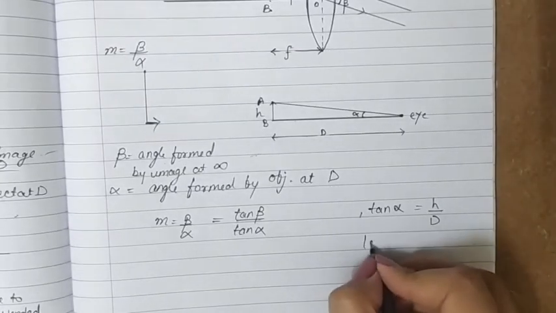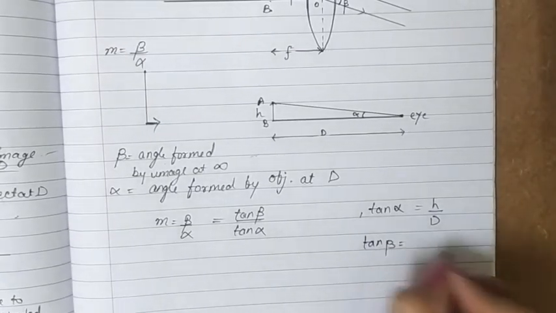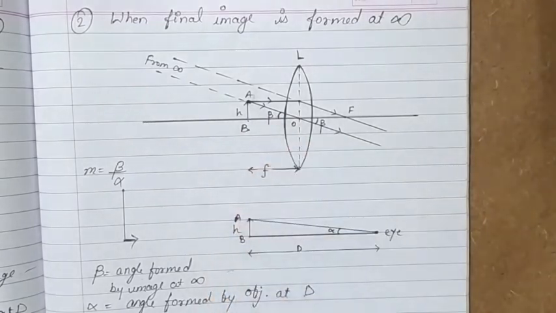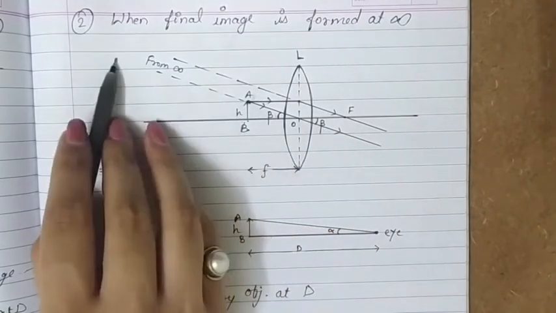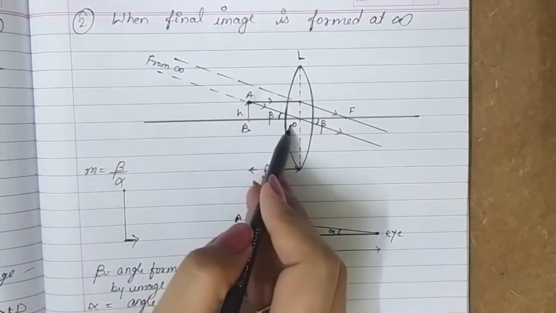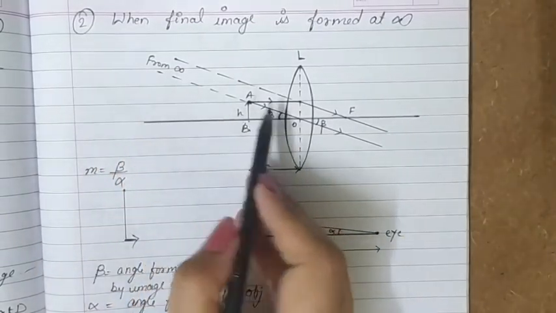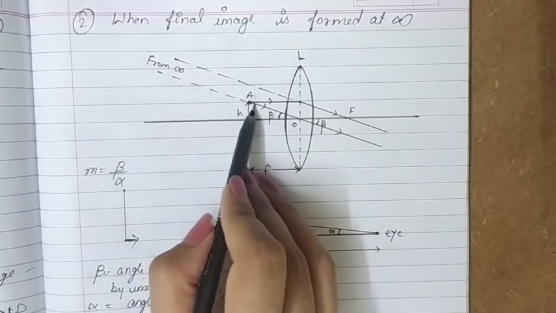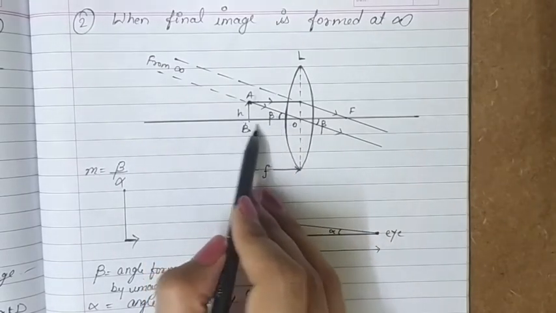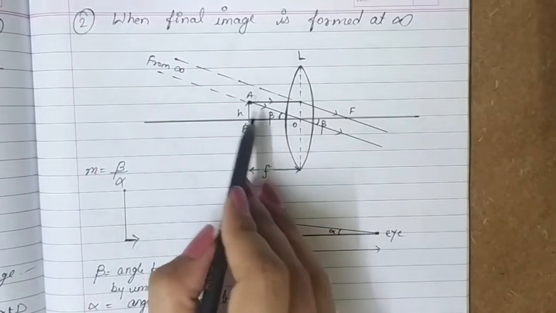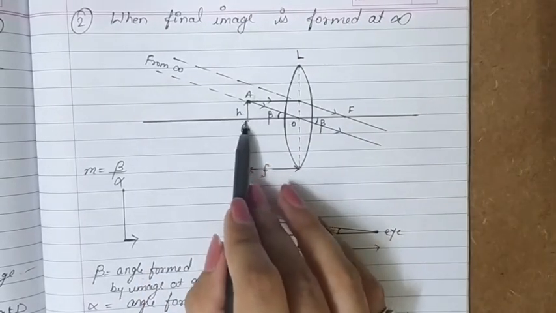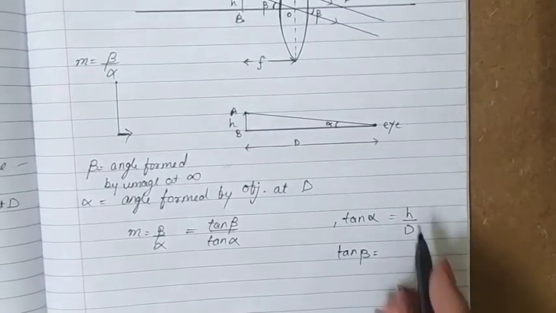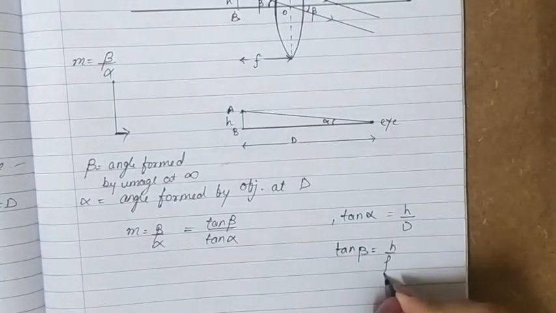For tan beta we have to see the triangle here. Tan beta is formed in triangle AOB also. It is formed by the rays coming parallel from infinity, but we can also see that it is formed in the triangle AOB. So we can define tan beta from triangle AOB as H upon F, because the height is H and OB is the distance F. So tan beta is H upon F.